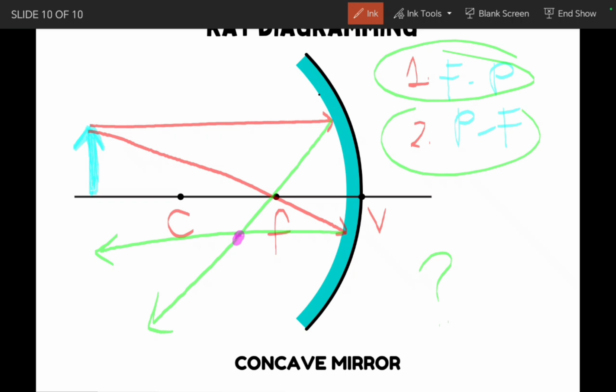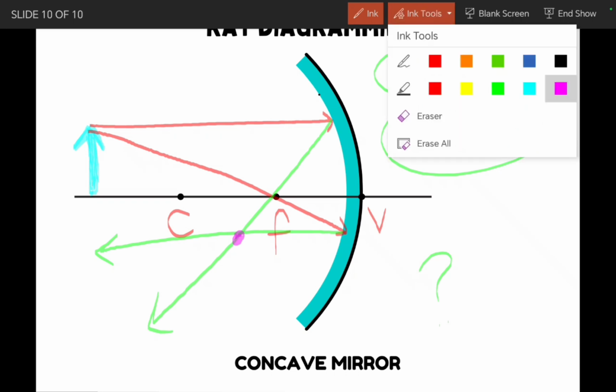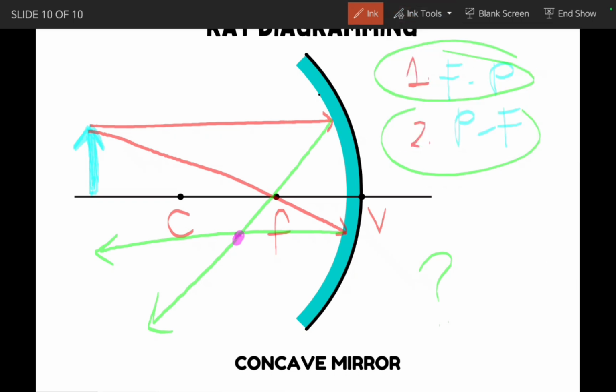Now, the next thing to do is to draw the image. Let's use the color of the image. Since the image is below the principal axis, we are going to draw starting just above the intersection, and then going down, and then up. Were we able to draw an image? Yes. Okay.